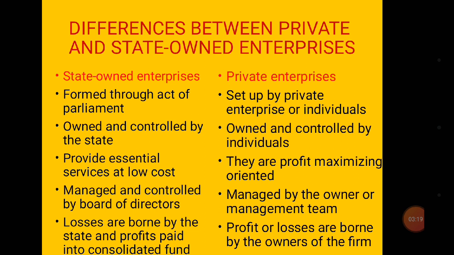Then, in the area of their role and purpose, state-owned and private enterprises differ. State-owned enterprises provide essential services at low cost, and that is their role and purpose. But private enterprises are purposefully for profit maximizing. They are profit maximizing oriented. So they produce goods and services to make profits, and that is their purpose. Whilst state-owned enterprises provide essential services at low cost.